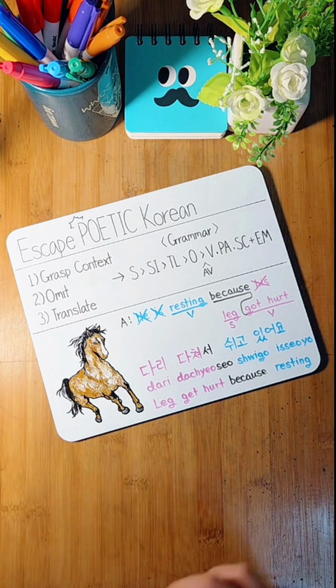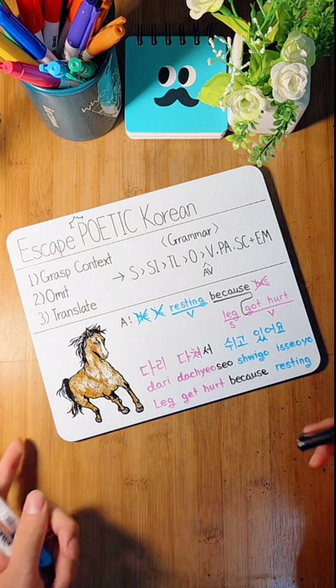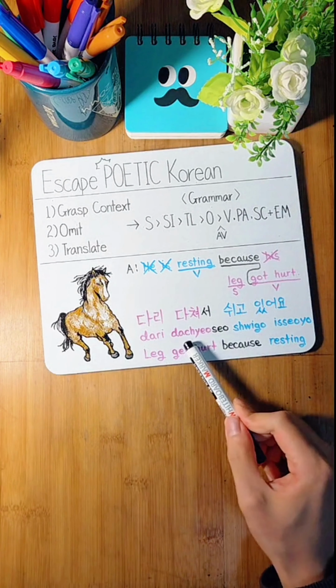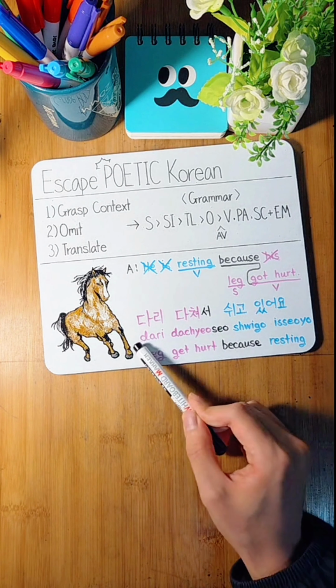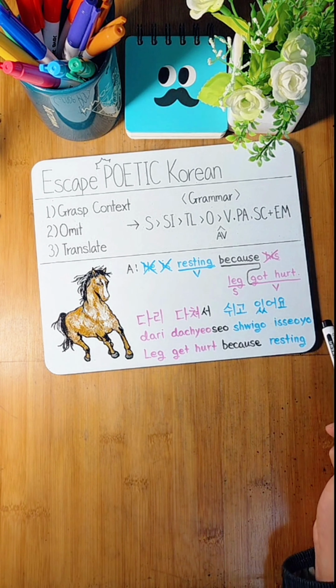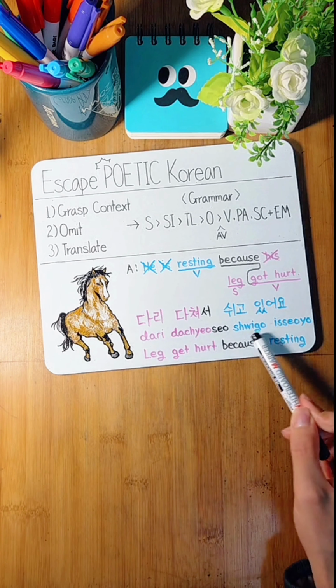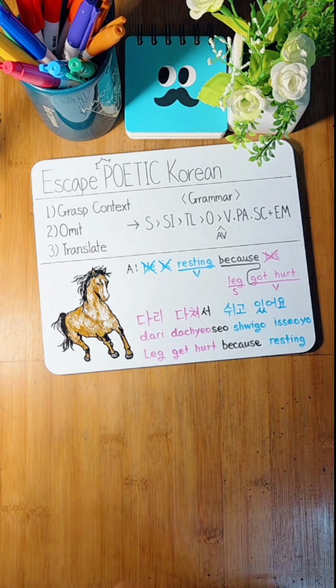So now we have the full 문장. I'll read it 천천히. 다리 다쳐서 쉬고 있어요. 다리 다쳐서 쉬고 있어요. He is resting because his leg got hurt. Okay, does that make sense? If it does, 넘어갈까요?